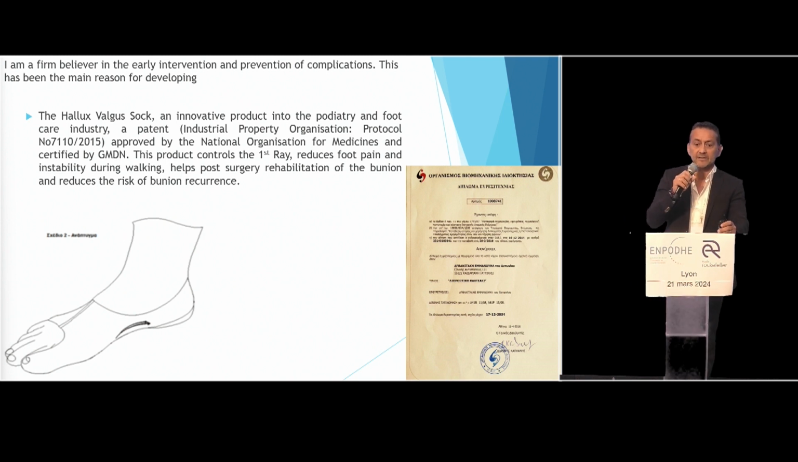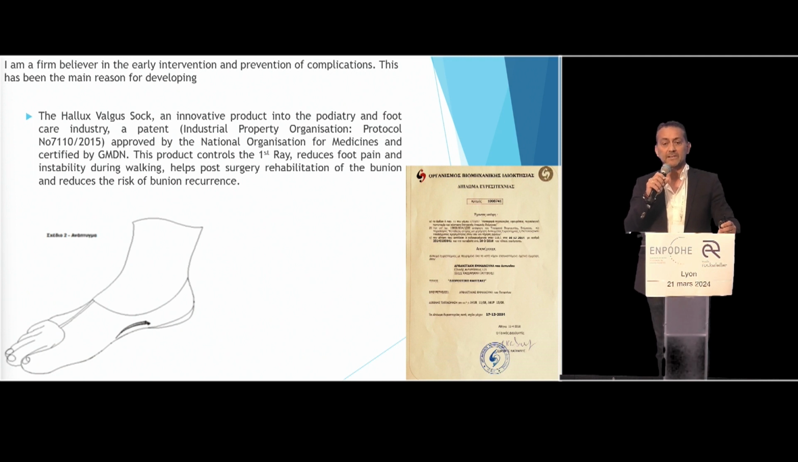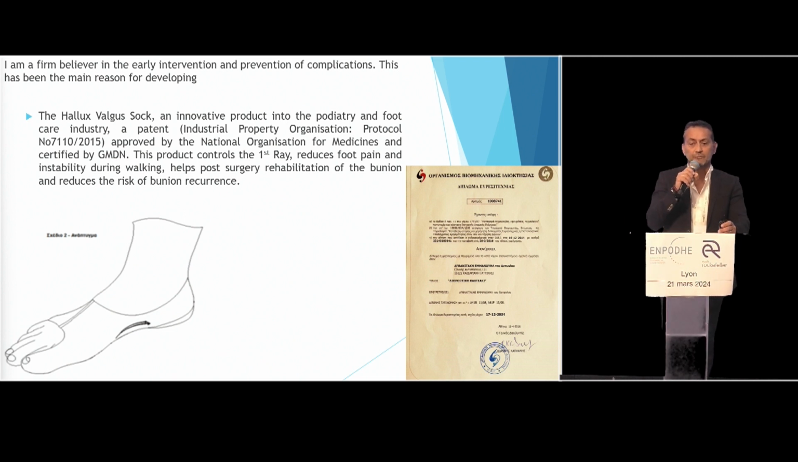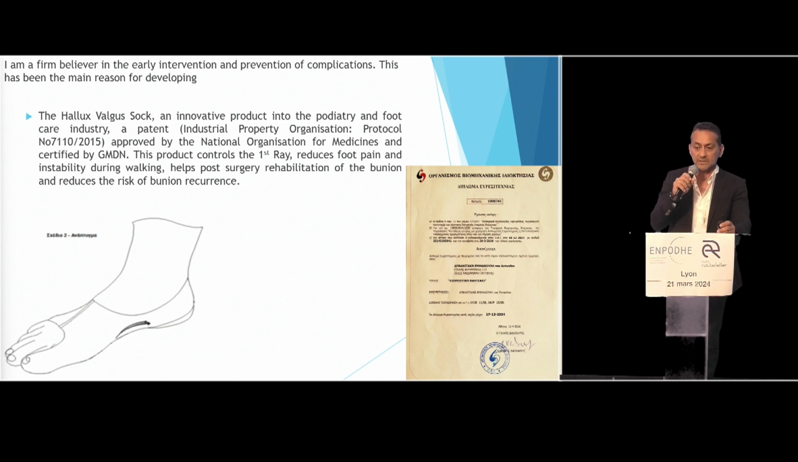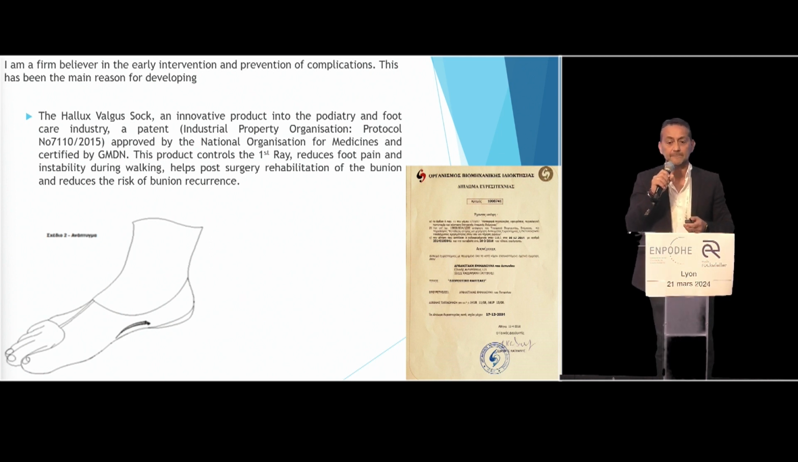I'm a firm believer in early intervention and prevention of complications. This has been my main reason for developing the Hallux Valgus sock, an innovative product with a patent diploma and a protocol approved by the National Organization for Medicines and certified by GDM. This product controls the first ray, reduces foot pain and instability during walking, helps post-surgery rehabilitation of the bunion, and reduces the risk of bunion recurrence. This is the diploma of patent.